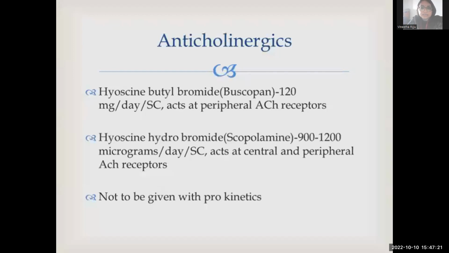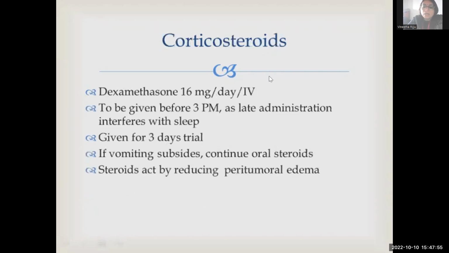Now anticholinergics, we were talking about Buscopan, 120 milligram over a day. It can be given in divided doses. It can be given IV or subcutaneously. Generally, we tend to give subcutaneous in palliative patients because our patients are weak and venous access is poor. So we tend to give subcutaneous infusions or injections. And scopolamine can also be given as an anticholinergic, but these are not combined with prokinetics.